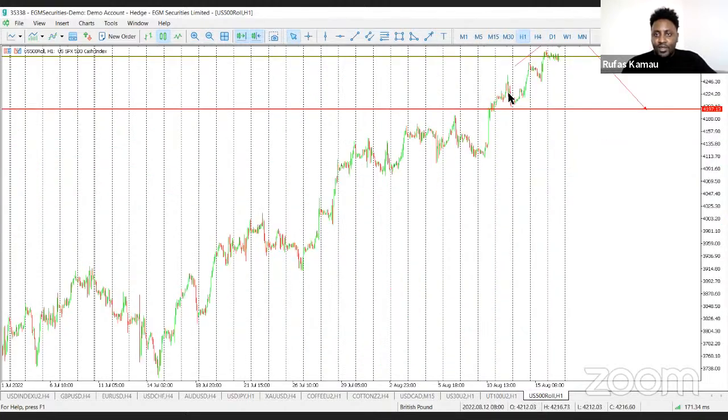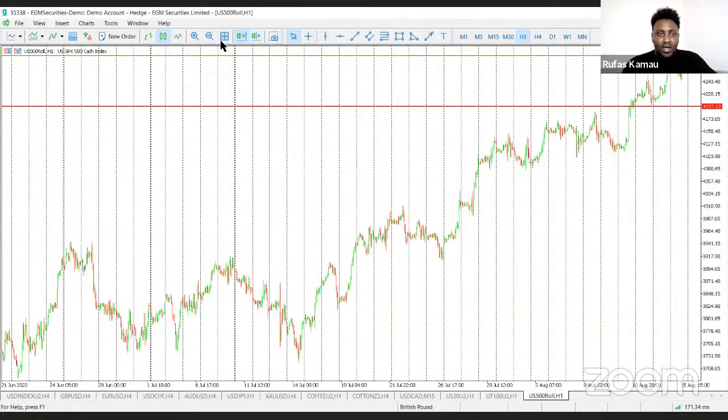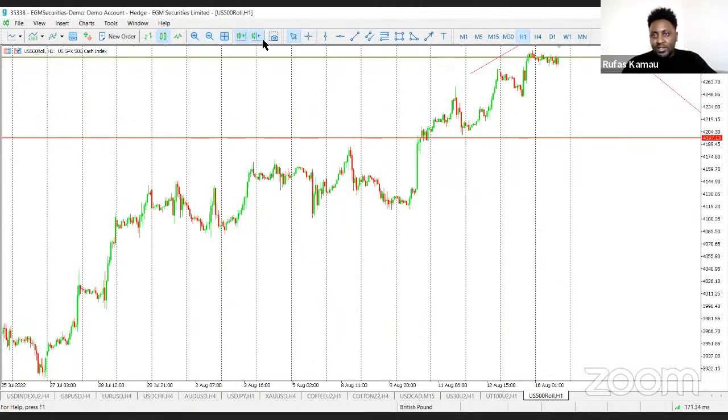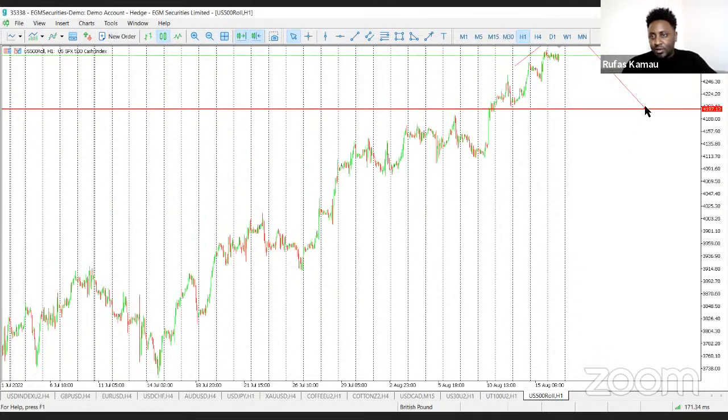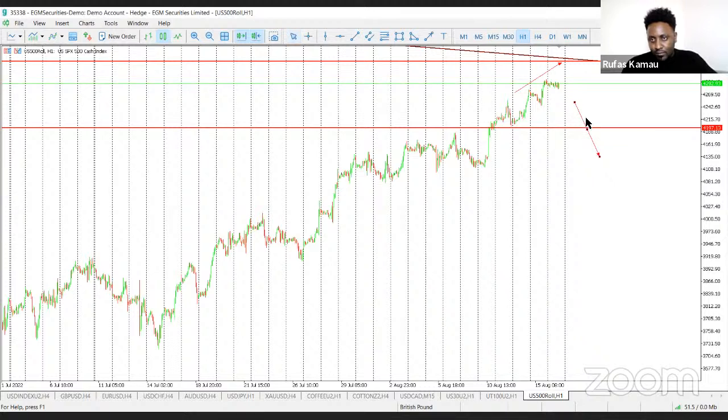So in the short run, that is for a person who is trading for a shorter duration of time, let's say you're looking for a day trade, then this might be an idea. So just trying to adjust this. So this is what we have.